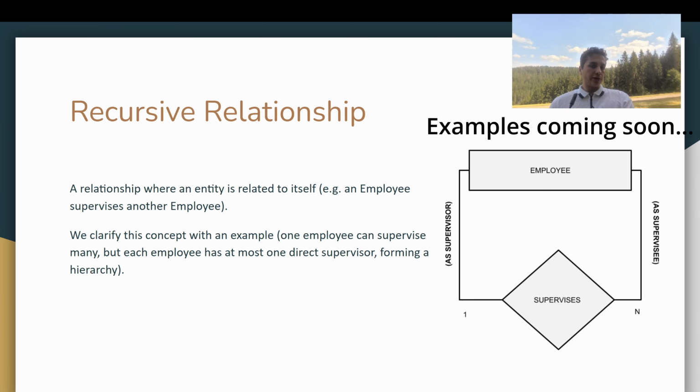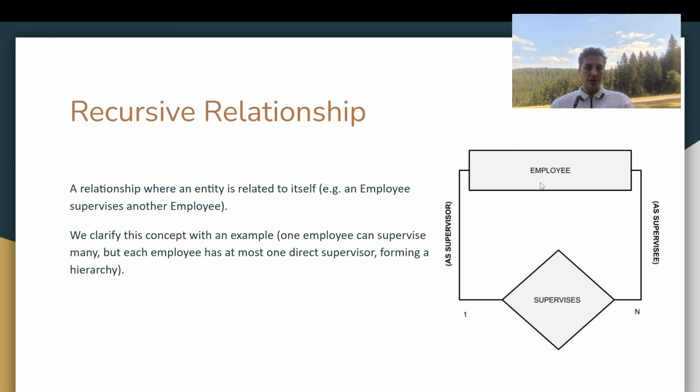We have recursive relationships, where an entity is related to itself, like an employee supervises another employee. For example, one employee as a supervisor supervises many, but each employee has at most one direct supervisor, forming a hierarchy.